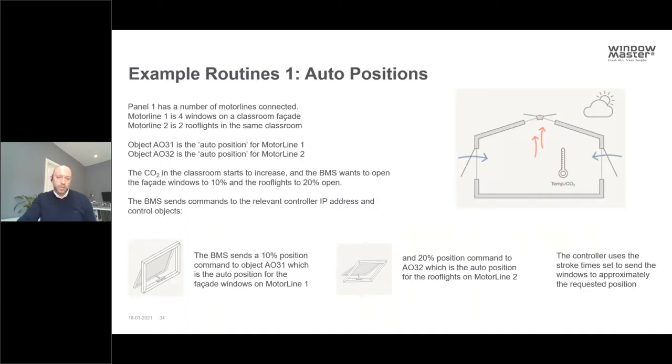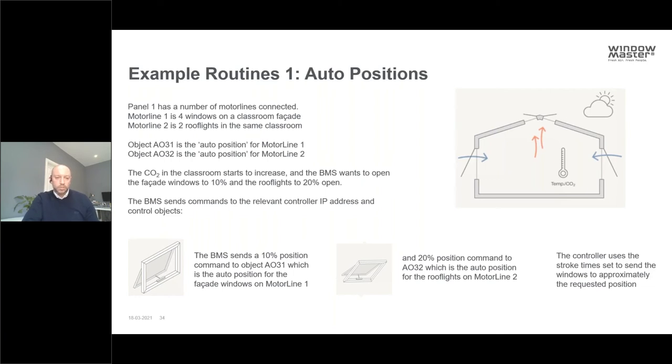So, an example routine here. If we think about maybe a typical small classroom, motor-link panel 1 has a number of motor lines connected to it. Motor line 1 is 4 windows on the classroom facade. Motor line 2 is 2 roof lights in the same classroom.